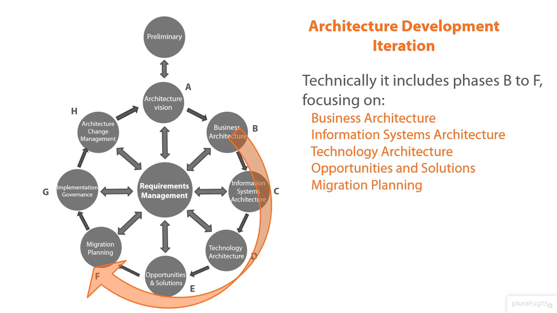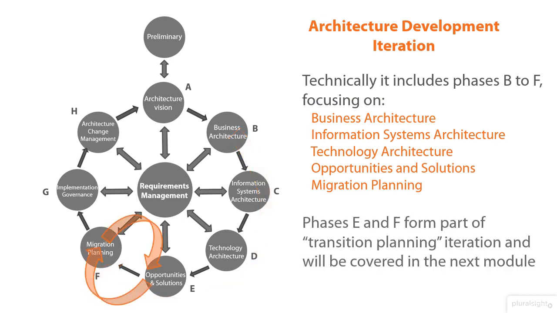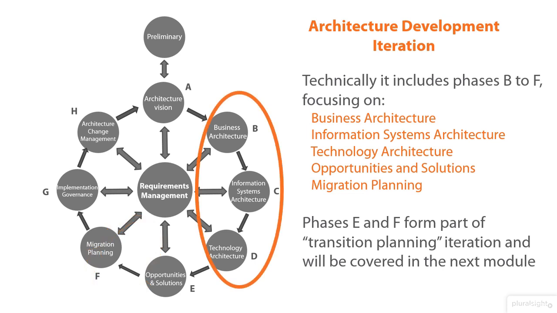The last two phases mentioned just now, that is phases E and F, corresponding to opportunities and solutions and migration planning, are also part of another smaller iteration called transition planning iteration, which is actually subsumed by the architecture development iteration. Although that being the case, in this module, we will be restricting ourselves to discussing only phases B to D, and the next module will cover the transition planning iterations in more detail.